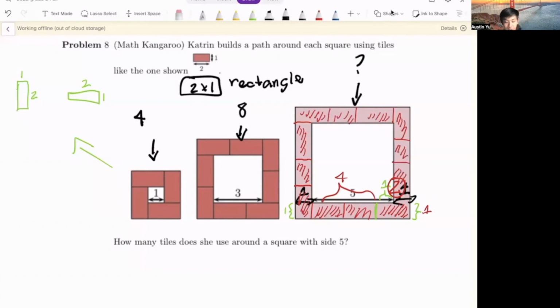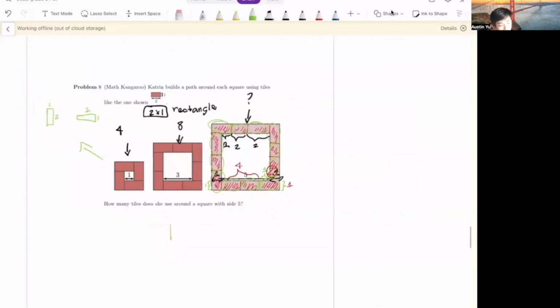And as you can see, this all matches because, for example, let's go onto the top side. This length is 2, this length is 2, and this length is 1. So it matches up perfectly with the length 5 that we got. In total, let's count up how many rectangles there are. 1, 2, 3, 4, 5, 6, 7, 8, 9, 10, 11, 12. So in total, there are 12 rectangles that she used in the square. And that's it.